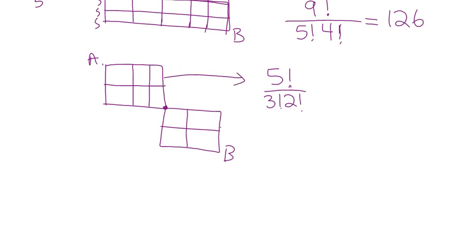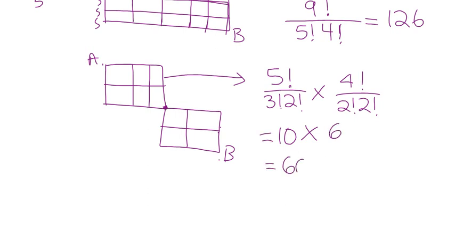For this one here, I have to go 1, 2, 3, 4 blocks. Two of which are east and two of which are south. And what I do is multiply those two sets of numbers together. So 5 factorial over 3 factorial, 2 factorial is 5 times 4 over 2, which is 10. And 4 factorial over 2 factorial, 2 factorial is 4 times 3, which is 6. So I have 60 different paths.